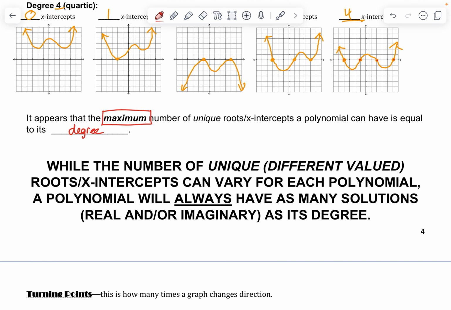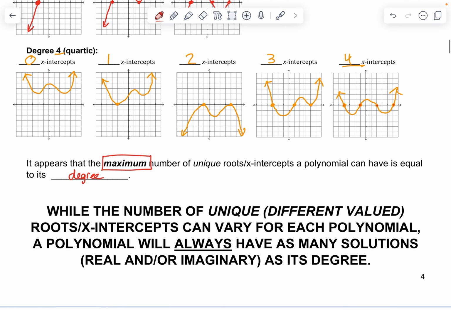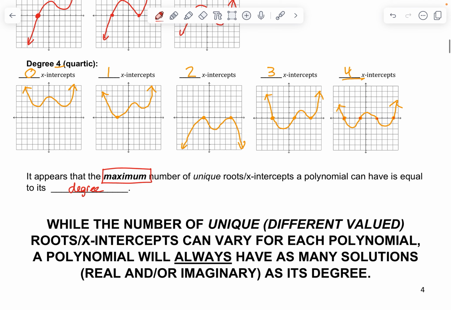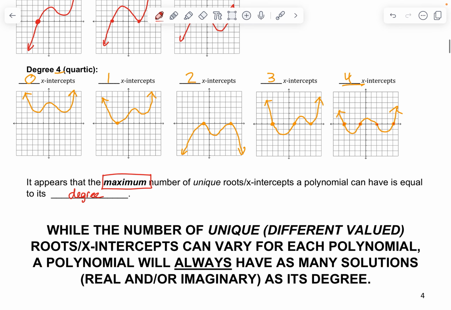So, like I said, you might have double roots, you might have imaginary roots, but altogether, the number of roots should equal the degree. That's the main idea that we're looking at here. You won't always see it on a graph because it won't always be the x-intercepts, especially if they're imaginary. You won't see it as an x-intercept, and if it's a double root, you'll see different things happening that we'll talk about later. But the number of roots is going to be equal to your degree.